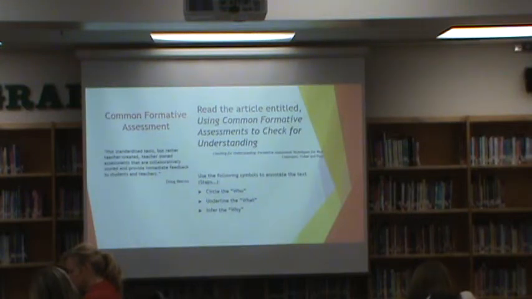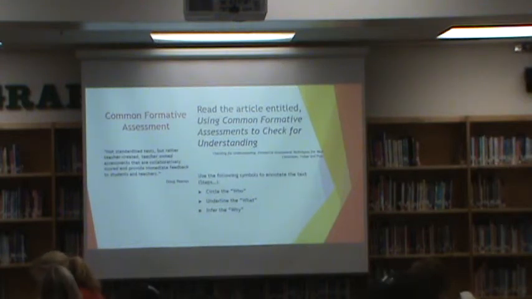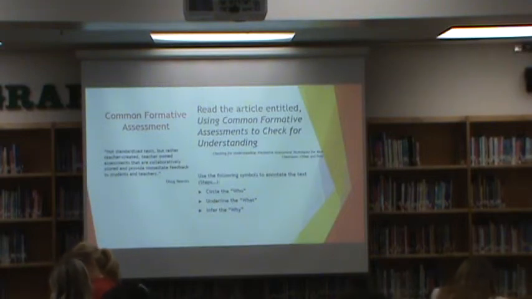So you have the article. The article has 5 steps in a protocol, a process described for a common assessment. I want you to circle the who: who's doing the stuff in each of those steps? Then underline the what: what are they doing at each of those points? And then in the margins, write down why you think that is an important part of the process. We'll take about 5 minutes to do that.